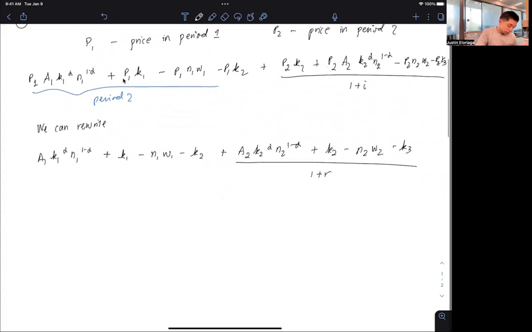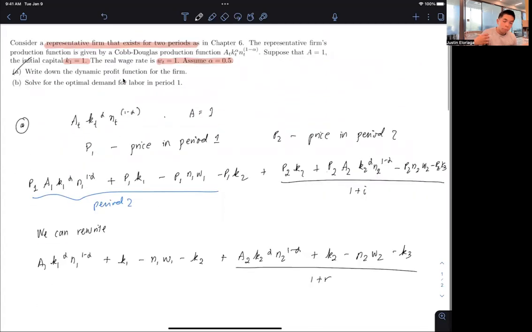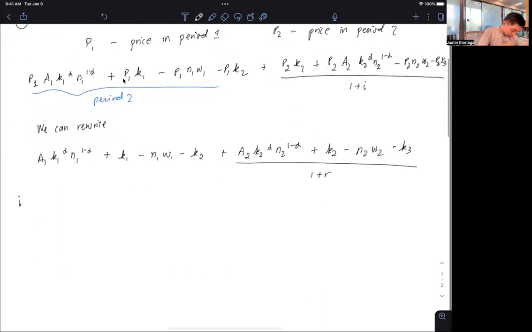Letter B is sort of simple. It's asking what the optimal demand of labor in period 1 is, and that's a simple proposition. To find the optimal labor demand, we use the first order condition, which states that the marginal product of labor should be equal to the real wage.